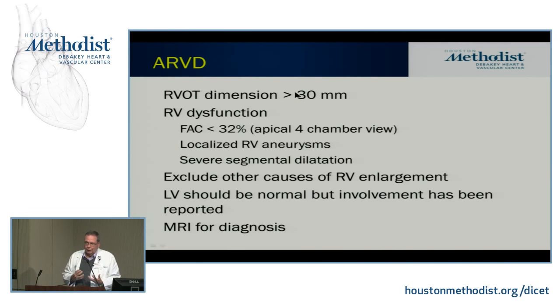So echocardiographically, think about it. If you have an enlarged RV or RVOT, if you have any type of RV dysfunction, whether it's overall global or segmental, strain perhaps may give us some extra help. I think there's still work to be done. Exclude other causes of RV enlargement. The LV could be normal, but it has been involved too.